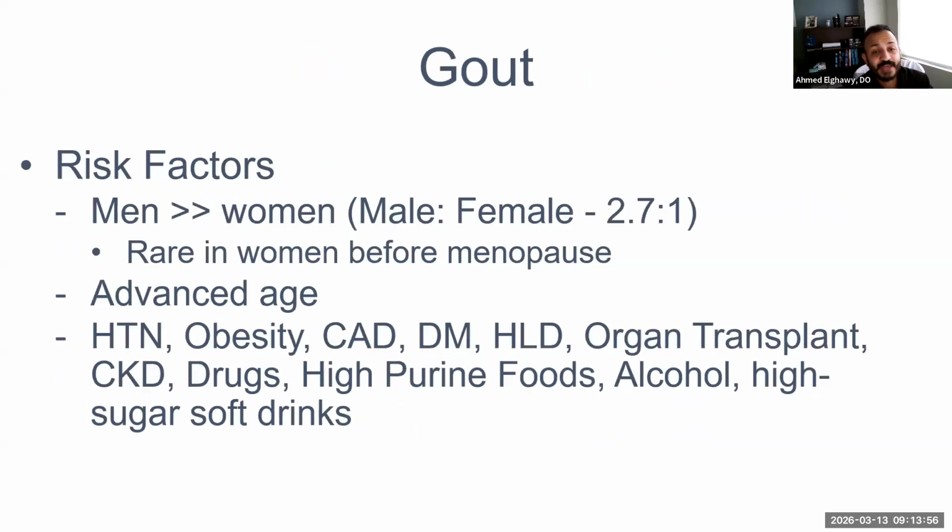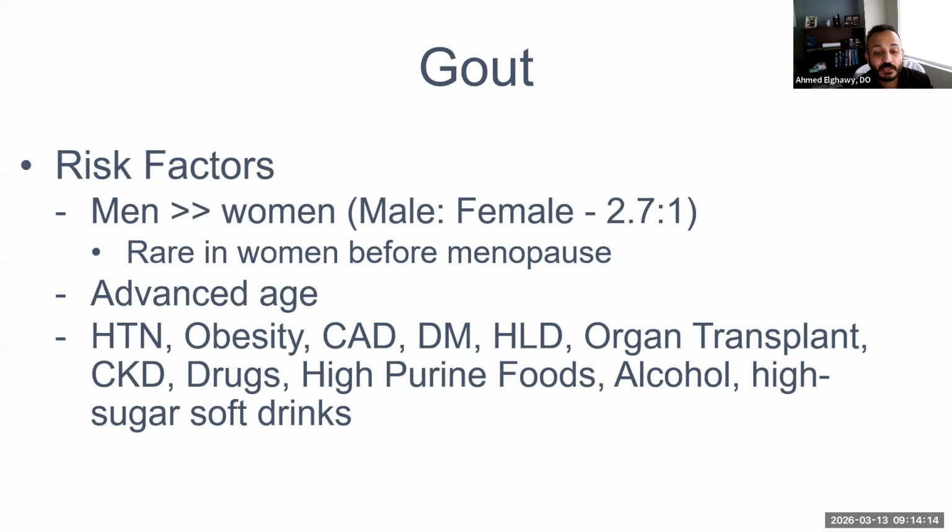So this is one of the few times where men are much more likely to develop it than women, especially pre-menopause. It's really unheard of for women to develop it before menopause because estrogen is so protective against that. Estrogen actually acts as a uricosuric, so it actually helps excrete some of the uric acid through the kidney.